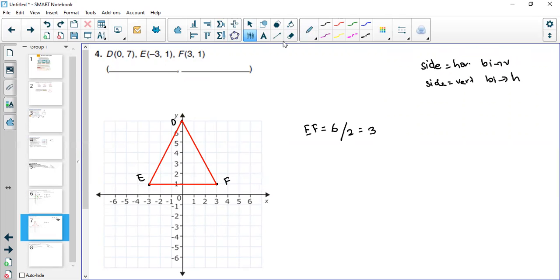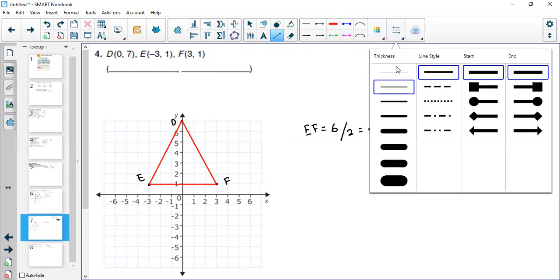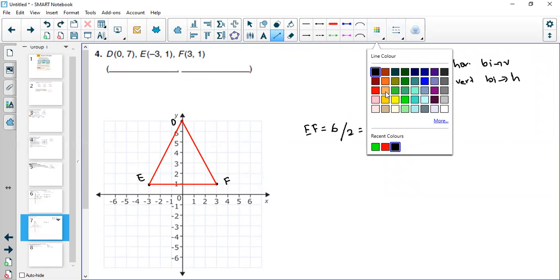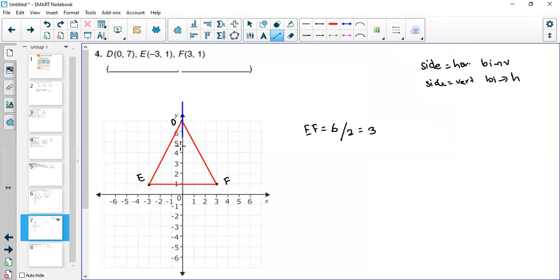Okay, so let me draw the bisector for EF now. So already I know it's at 3. So where is 3? 1, 2, 3. So my bisector for this particular line is going to be here. Let me choose another color so that we can differentiate it. It's going to be at 3 units, not 3 number. It's in 3 units because the triangle is not exactly at 0. It's half. From here to here, it's 6 units. So the bisector is going to be at 3 units.